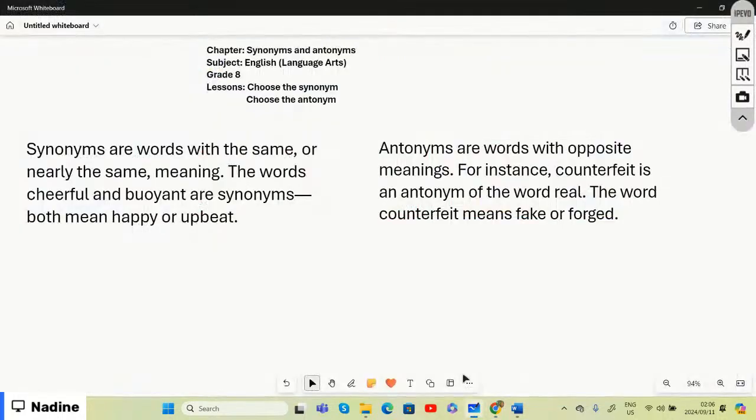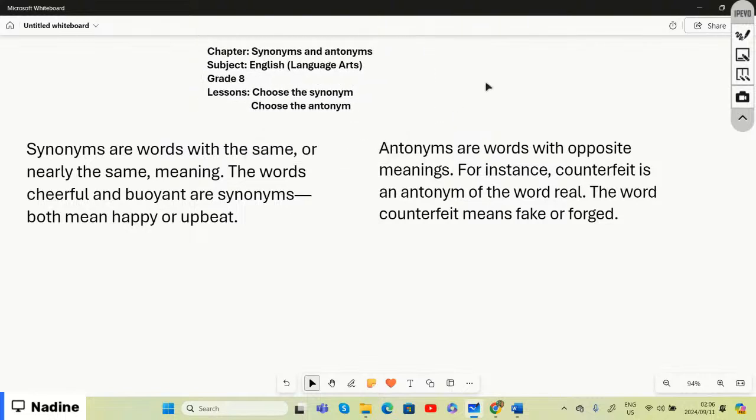All right. So our chapter is synonyms and antonyms. Our subject is English language arts. We're focusing on grade 8. And the lessons that we are going to be doing today under the chapter of synonyms and antonyms are to choose the synonym and to choose the antonym.